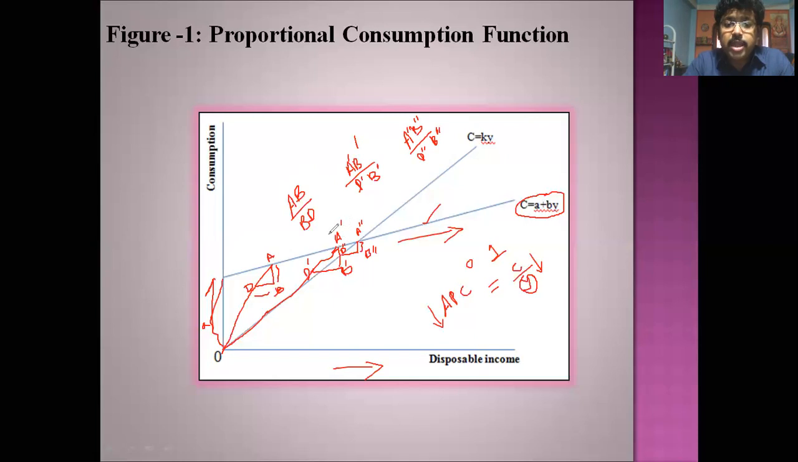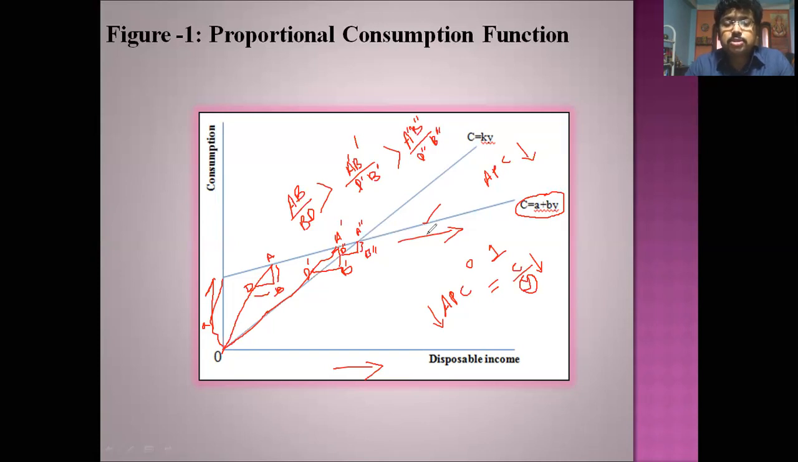The slope at point A prime is A prime B prime by D prime B prime, and the slope at A double prime is A double prime B double prime by D double prime B double prime. And look at this, it is greater than this, and greater than this. So as income increases, the average propensity to consume, that is the APC, will decline. This supports the second proposition of the Keynesian absolute income hypothesis, that as income increases, the average propensity to consume declines.